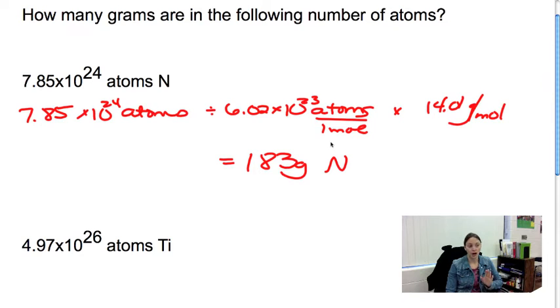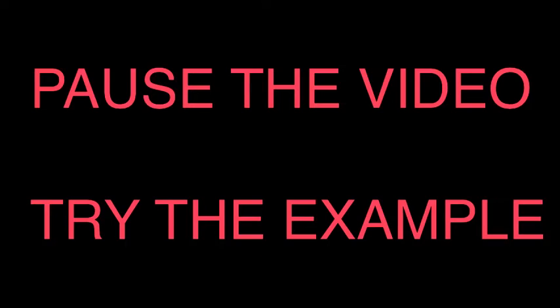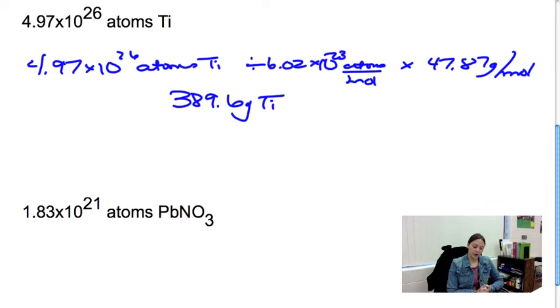Either the atoms on the same side or the atoms across. It cannot be diagonal. Go ahead and try the titanium, and then check your answer when you get done. So you should get 389.6 grams of titanium.